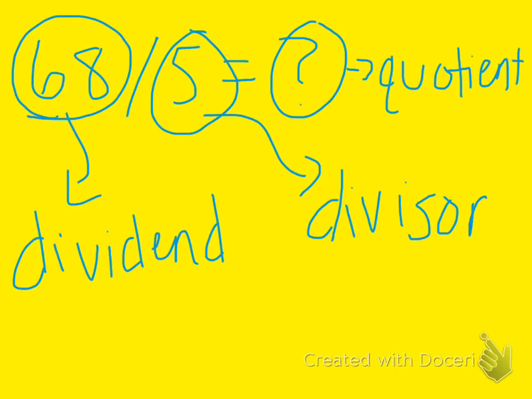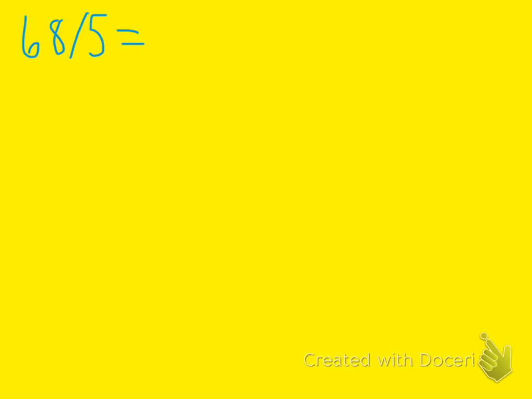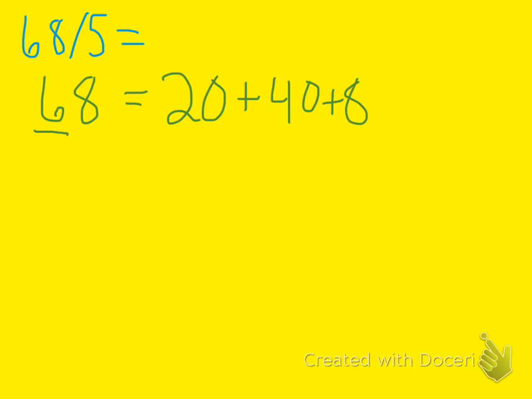Quotient. Okay, so for this kind of division, we're going to look at our dividend and break it into smaller pieces. So let's look at our 68 first. There's lots of different ways that we could write 68. If we break our 60 into pieces, it could be 20 plus 40 plus 8 equals 68.